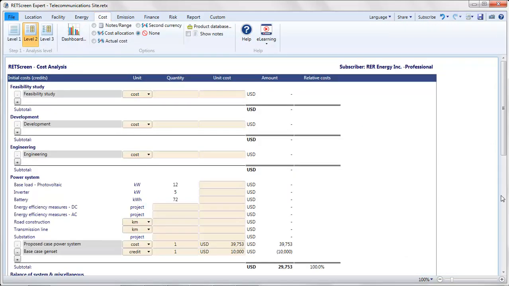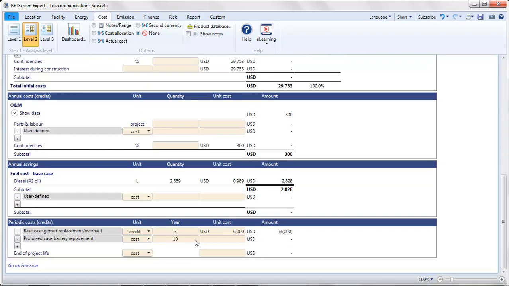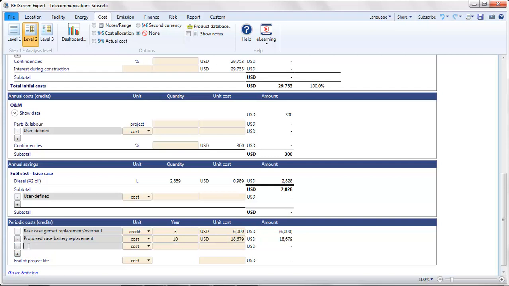Turning to the cost page, proposed case battery replacement, I'm going to put in that $18,679 that we just saw. And for the inverter replacement in the proposed case, I'm not going to worry too much about changes in price for the inverter. That is, that pieces of power electronics tend to decline in price over time. I'm just going to put in the $1,500 here as a first guess there.